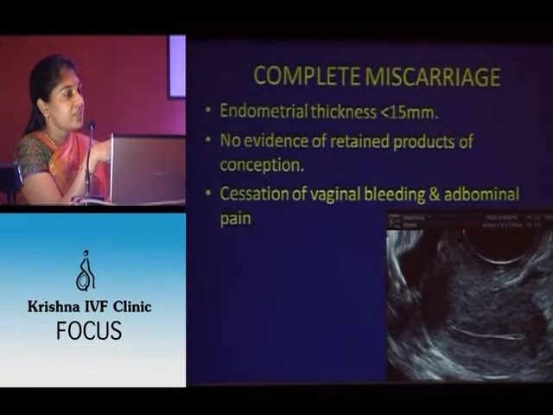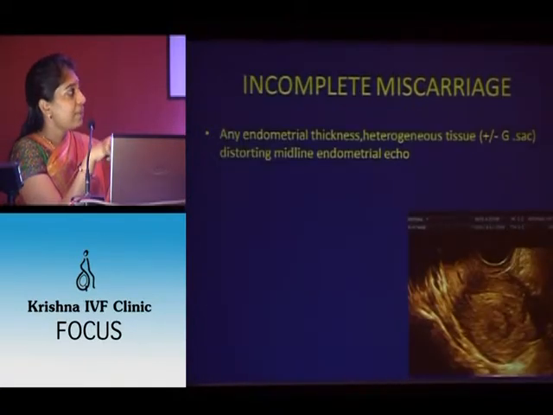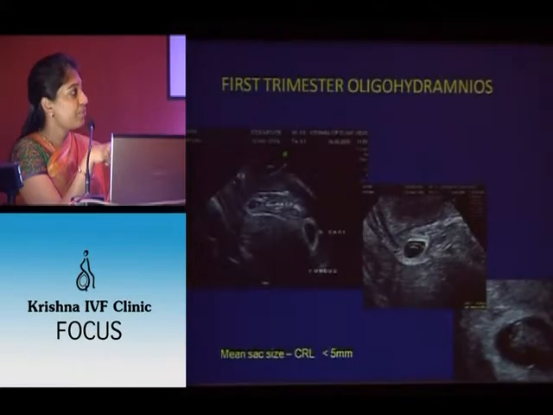And once the miscarriage is diagnosed, usually we give treatment and they come back to us to know whether it's a complete miscarriage or an incomplete miscarriage. In a complete miscarriage, the endometrial thickness will be less than 15 millimeters, and there is no evidence of retained products of conception. We can see a thin endometrial strip like this. But in incomplete miscarriage, the endometrial thickness may vary, but if you see any heterogeneous mass with or without a sac, we call it incomplete miscarriage.